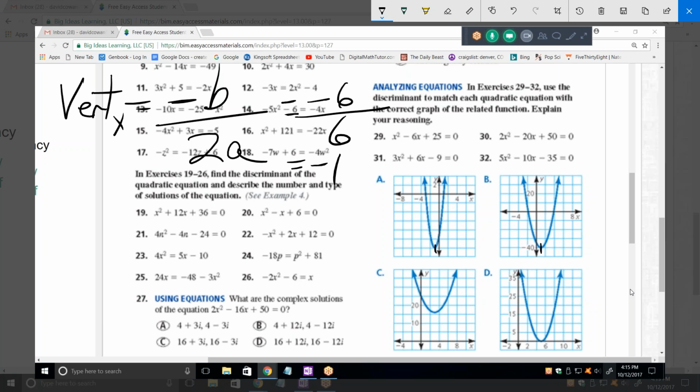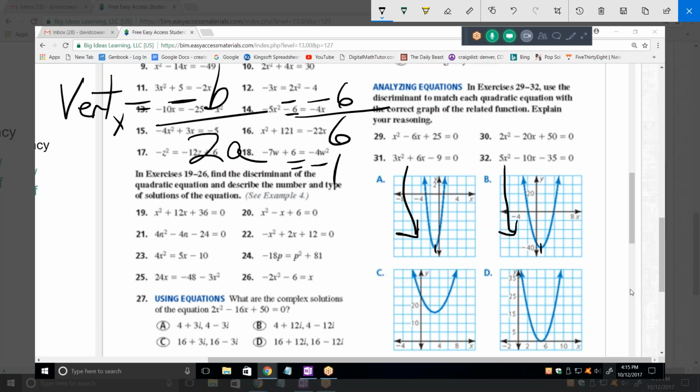Is it A or B? A? Yeah, A has the x-coordinate as a negative number. B has the x-coordinate as a positive number. All right. So 31 goes with that, and 32 goes with that. Now, I don't think there's an easier way to do that.